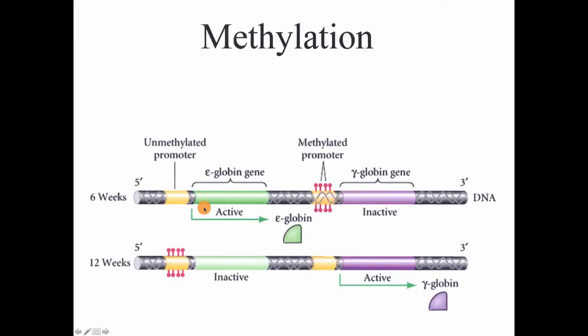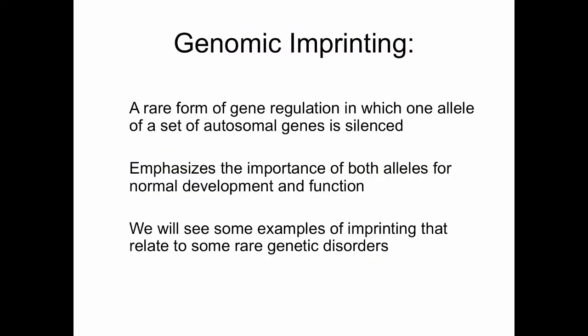We know about DNA methylation, so you've probably heard about this in biochemistry. At 6 weeks of development, there are different sets of globin genes that are expressed as opposed to what goes on at 12 weeks of development. So for example, at 6 weeks the epsilon globin genes are active, and the gamma globin genes are inactivated because their promoters are methylated. At 12 weeks the reverse happens. The epsilon globin gene promoters get methylated and the gamma globin genes become demethylated, so the gamma globin genes are active at 12 weeks.